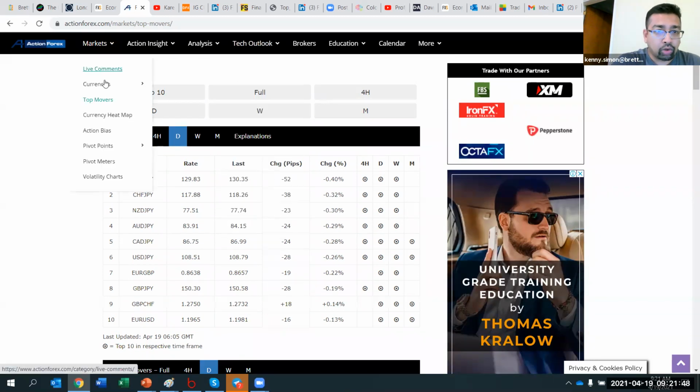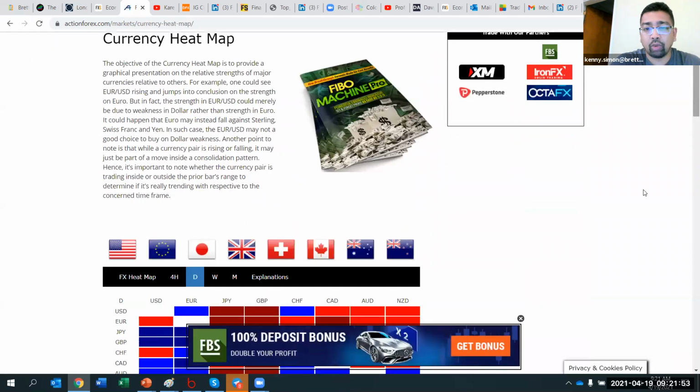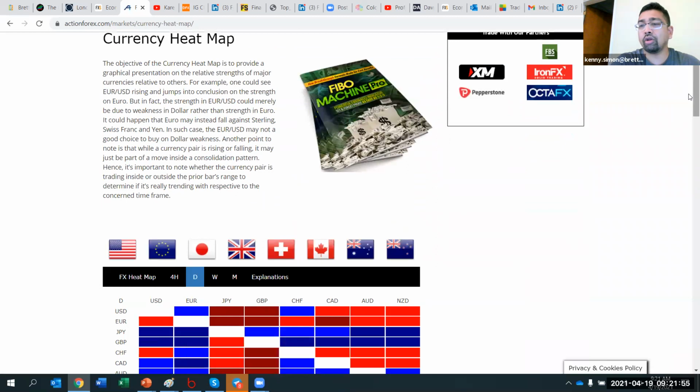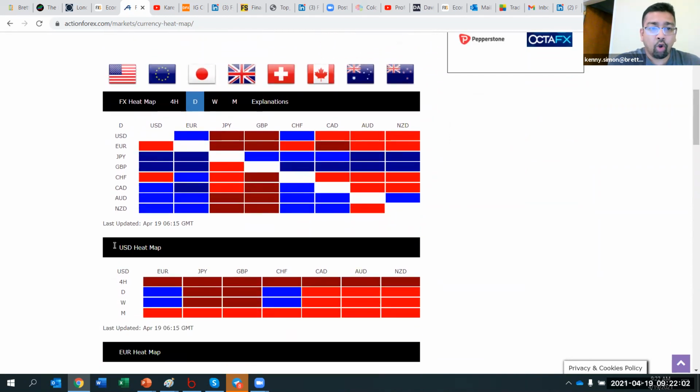So here we want to go on to the currency heat map of Action Forex, just to see whether we've got a bit of a match with the Forex early warning heat map as well. Now here, as you can see, all currencies are said to be really weak against the JPY and the GBP as well. So JPY and GBP are looking like they're on the upside. So we've missed that on the Forex early warning right here.